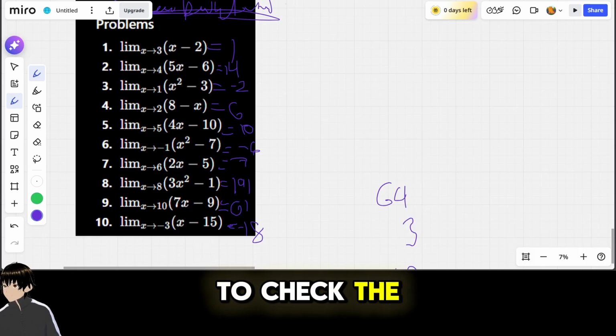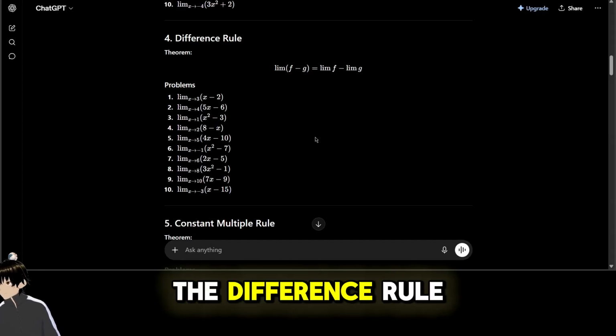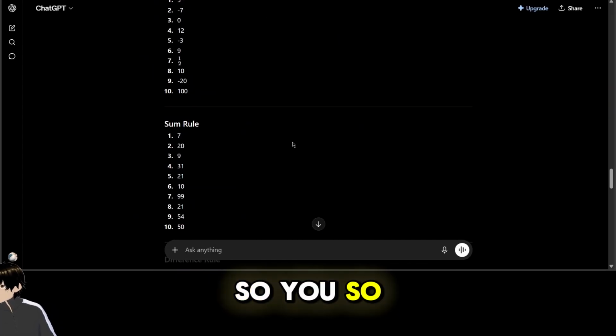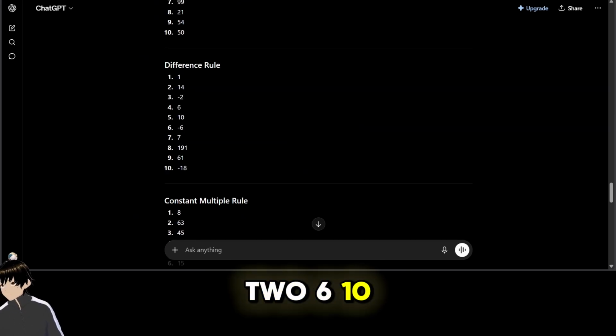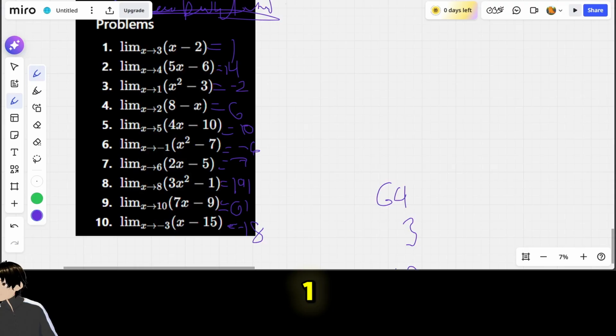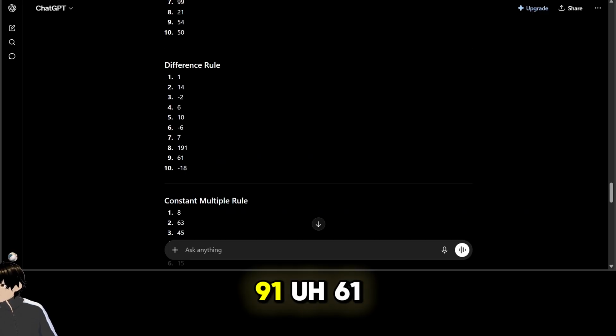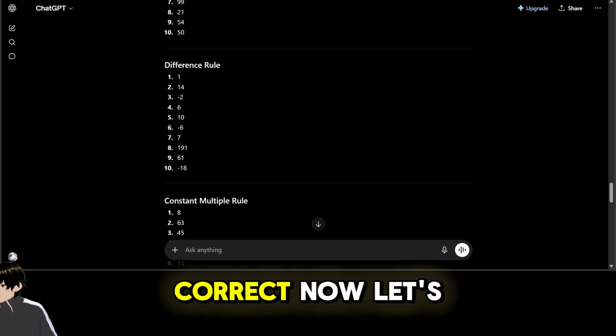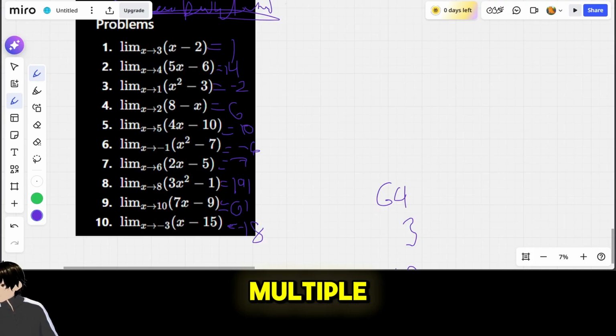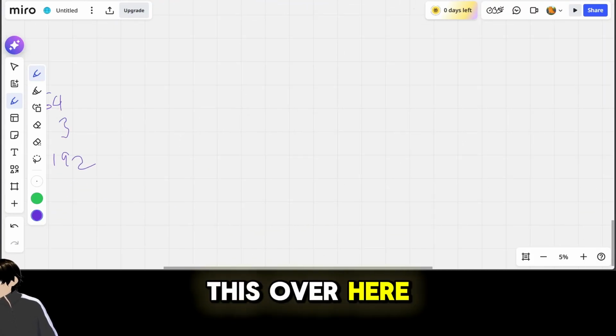So we're going to check the difference rule. Okay, so 1, 14, negative 2, 6, 10, negative 6, 7, 191, 61, and negative 18. We're correct. Now let's go to the constant multiple rule. I've already explained this over here.